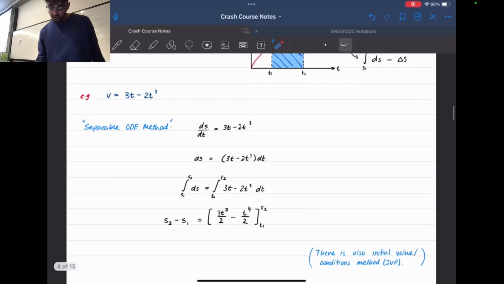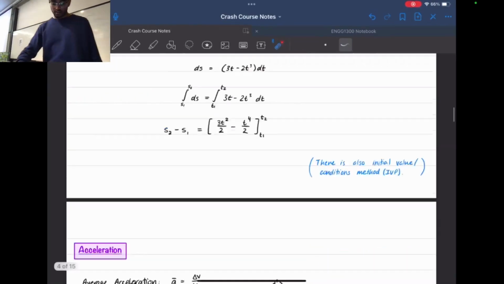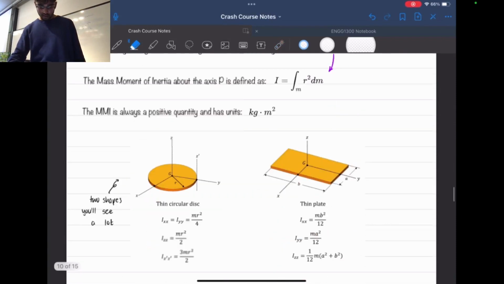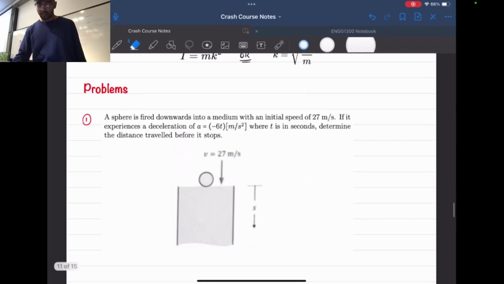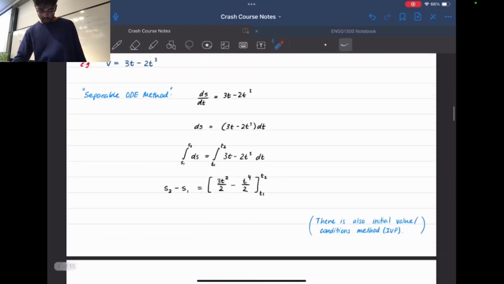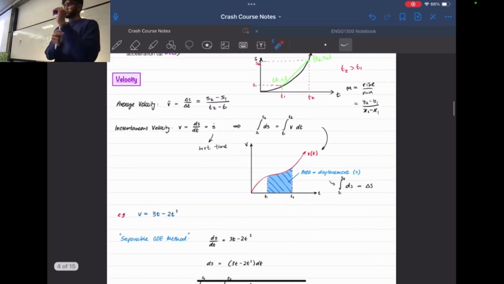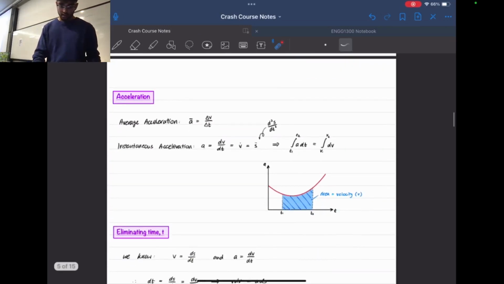Then there's also an initial value, or initial conditions method, also known as IVPs. This is when they give us initially, when time is equal to 0, displacement might equal to something else. I've got a question later on that I'll go through, I think. Let me check. Yeah, over here. This one's the IVP. Okay, so far we've covered all of velocity. Any questions? No? Okay. I'll move on to acceleration.